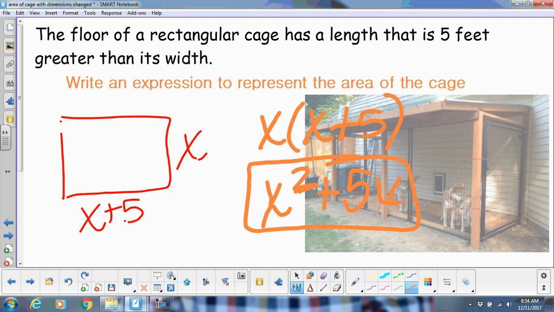It didn't tell you what the area was. You didn't have to solve anything. We haven't gotten there yet. But it also didn't draw the figure for you and say, here's x and here's x plus 5. You're going to have to be able to do that kind of stuff.